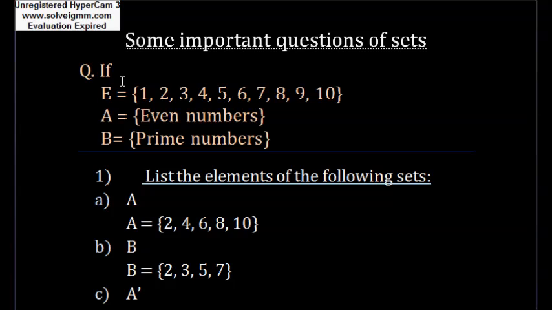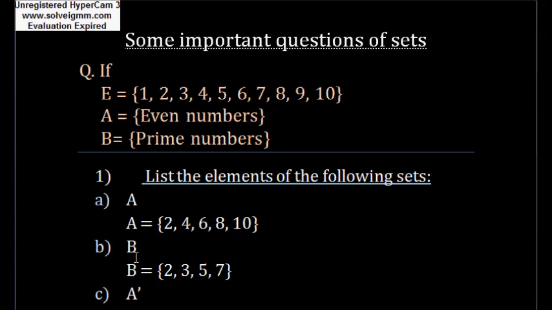Question number 1. If the universal set equals 1, 2, 3, 4, 5, 6, 7, 8, 9, 10, and A equals even numbers, B equals prime numbers, then you have to list all the elements of the following sets. Part A. A is already given, A equals even numbers. So you will write all the even numbers between the range 1 till 10, because the universal set is 1 till 10. So you have to take all those numbers which are even numbers but between this range.